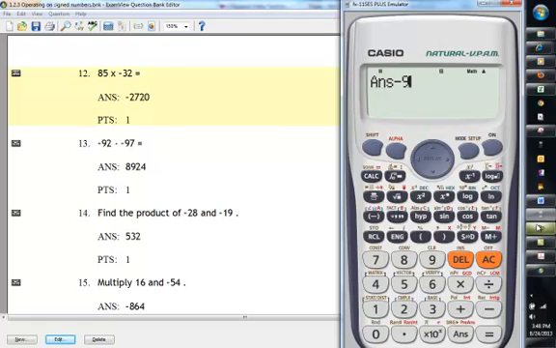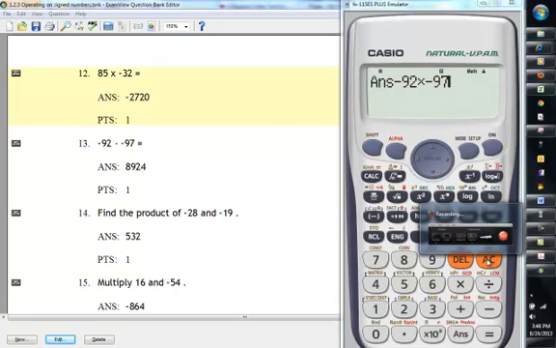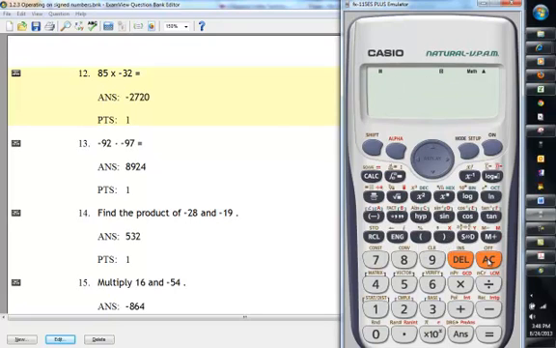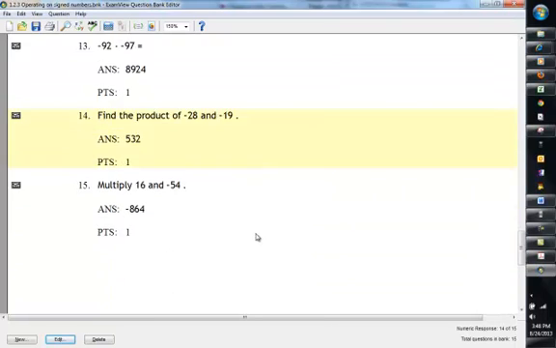Now we have -92 times -97, which is positive 8929. Product means multiply. So we're going to take negative 28 times negative 19, and we get positive 532.